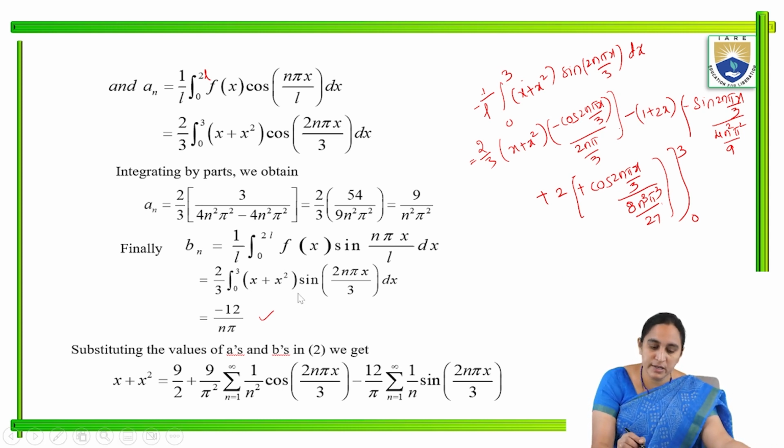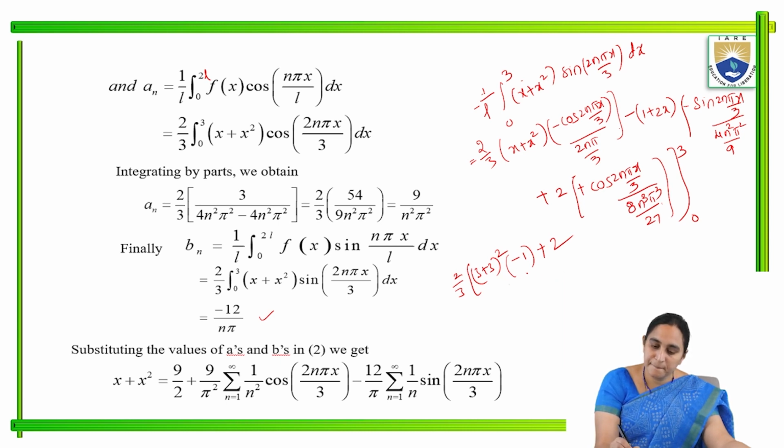Here, how are we getting 12 by n pi? Here the limits are 0 to 3. Substitute in place of x as 3, 3 by 3 cancels, cos 2n pi value 1, that is minus 1. 1 plus 3 square as 9, that is 2 by 3 into 3 plus 3 square, and there minus cos 2n pi value, x 3 cancels, that is 1, minus sine as 0 plus 2 into cos 2n pi, this is 0, and there by 8n cube pi cube by 27.